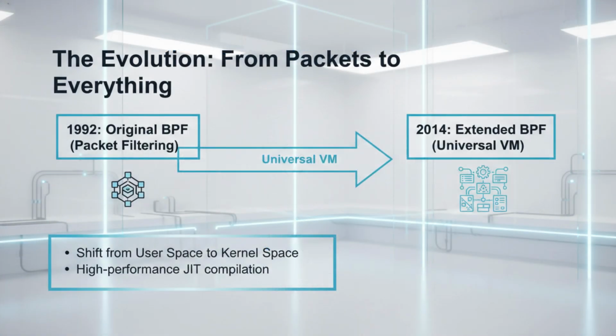eBPF started in 1992 as a simple tool for filtering network packets. Back then, it was just the Berkeley packet filter. However, the extended version we use today is a fully fledged virtual machine within the kernel. It has evolved from a niche networking utility into a universal instrumentation engine. For a digital entrepreneur, this means your monitoring tools no longer need to reside in the user space, where they can be slow or crash. They now reside in the kernel space, providing a 10,000-foot view of your entire infrastructure's health and security.